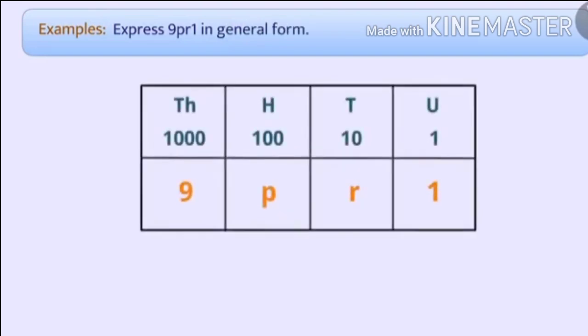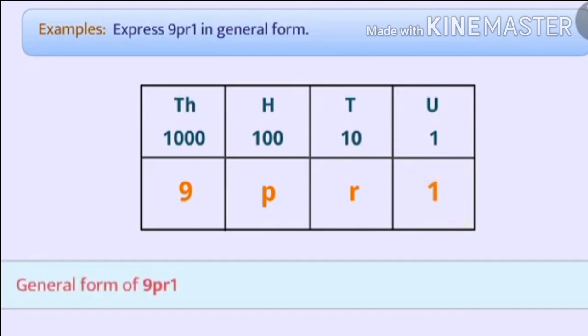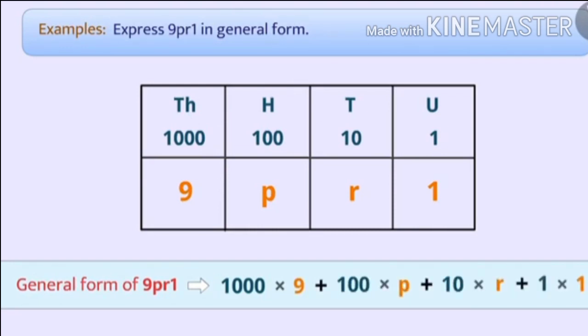Example 2. Express 9PR1 in general form. Here, we see that 9 is in the place of 1000, P is in the place of 100, R is in the place of tens, and 1 in the place of units. Therefore, this number can be written in general form as 1000 into 9 plus 100 into P plus 10 into R plus 1 into 1.